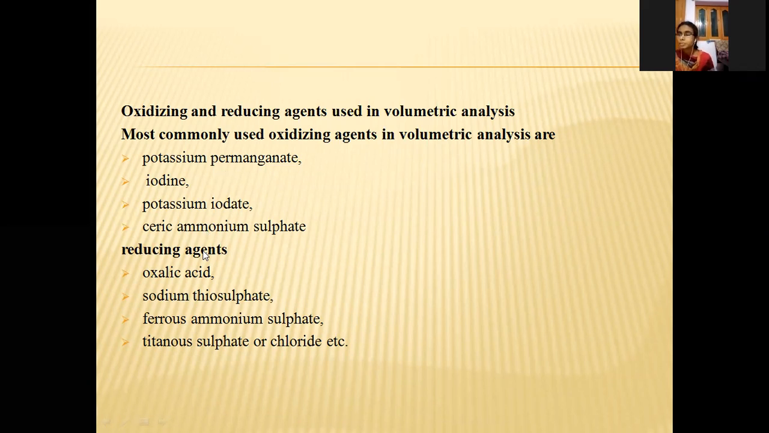Reducing agent means it will donate the electrons in the redox reaction. Examples are oxalic acid, sodium thiosulfate, ferrous ammonium sulfate, and titanous sulfate or chloride. So these are the examples of oxidizing and reducing agents.